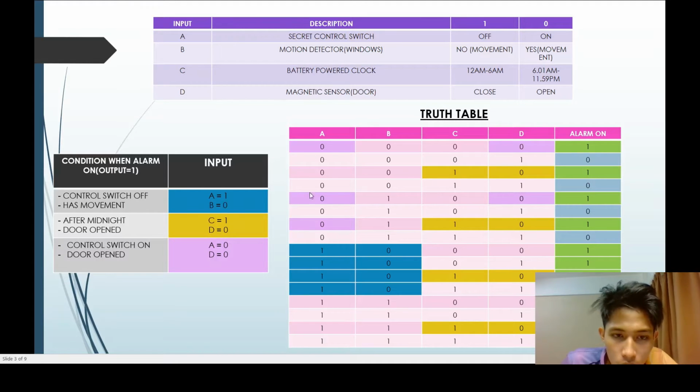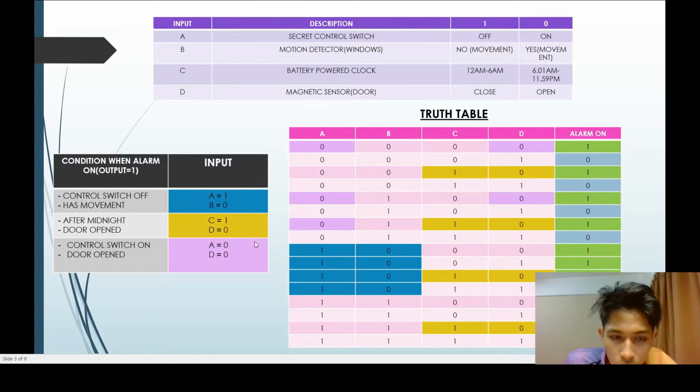From this table, we can see that the blue one refers to the first condition. We can see that the first one is A equal to 1 and B equal to 0. So this will cause the output 1. So we can see that here it is 1 1 1 1 because the input is A equal to 1 and B equal to 0.